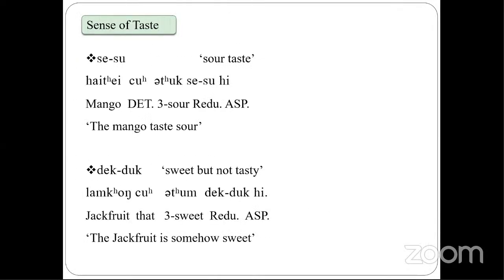And in the sense of taste, we have sesu, which describes a sour taste. For example, hai thei chu athuk sesu hi. The mango tastes sour. Or dek duk, which describes something sweet but not tasty. For example, lam khong chu thum dek du hi. Lam khong is jackfruit. Jackfruit is somehow sweet but not that tasty.